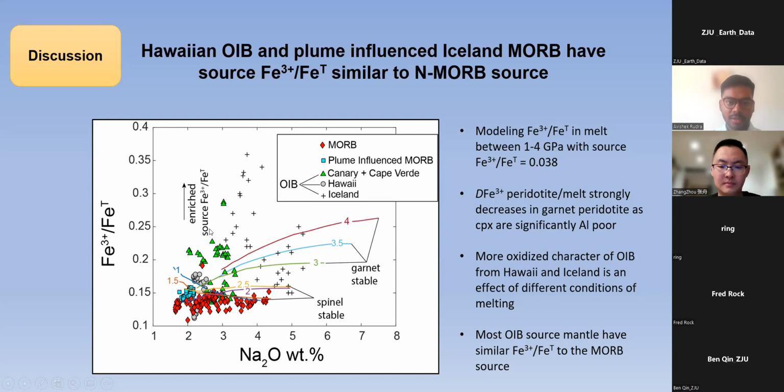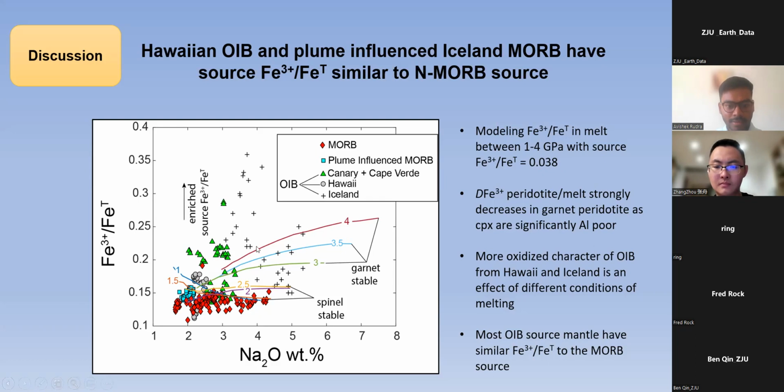So they are still quite highly oxidized compared to when we compare with our model curves. So they surely cannot be generated by just melting of a normal peridotite. There are probably some other lithologies present which are inherently more oxidized compared to an ambient peridotite.